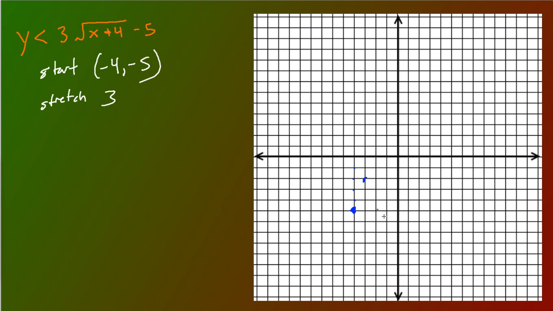4. Now, why am I not choosing 2 or 3? Because those square roots I don't know. So if I go right 4, square root of 4 is 2, times 3 is 6, so up 6. And if I go right 9, so 5, 6, 7, 8, 9. Square root of 9 is 3, and times my stretch of 3, so up 9. 1, 2, 3, 4, 5, 6, 7, 8, 9. And this is going to be a dotted line. And then I shade below this.